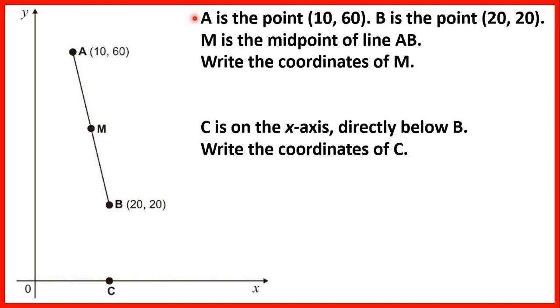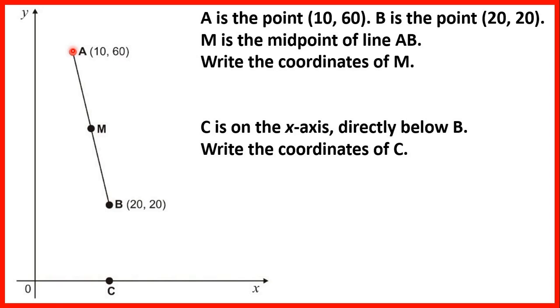A is the point (10, 60), B is the point (20, 20). M is the midpoint of line AB, so that's right in the middle. Write the coordinates of M.